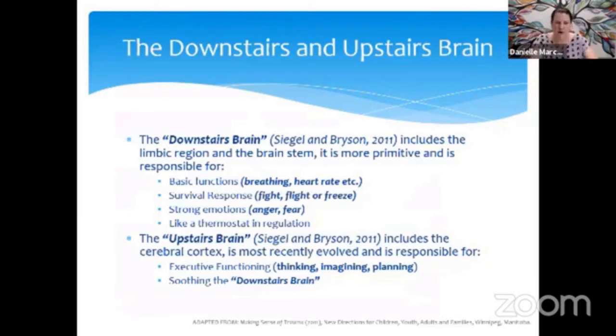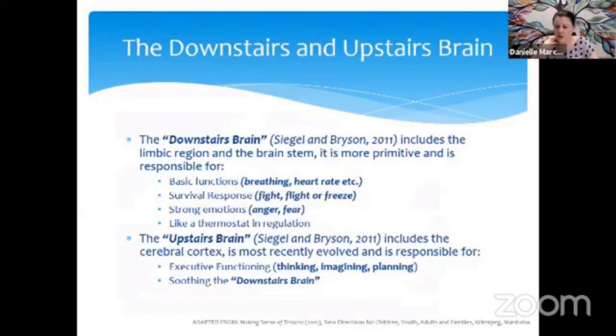We can also think about the brain as a house. It's another way of thinking about it. So when we build a house, we start with the foundation or the basement, right? That's what comes first. So if we think of our brain, or even in the hand, the bottom part is the basement, the foundation. It's more primitive. It's not as fancy, let's say, when we think about a house, right? And the downstairs brain is responsible for basic functions such as breathing and our heart rate. It acts like a thermometer for our body and regulates all kinds of bodily functions.